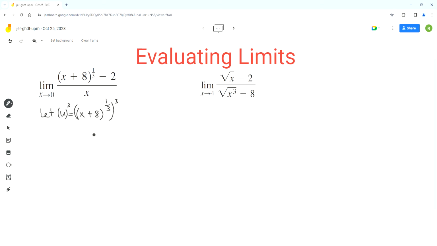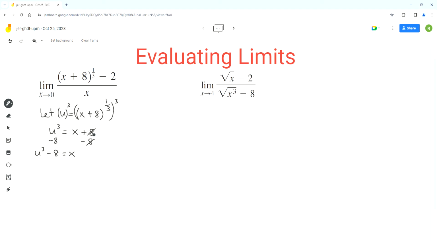So the 1 over 3 and the cube cancel each other out. So we are left with u cube equals x plus 8. And now we can isolate x by subtracting 8 from both sides. So the 8's on the right side cancel each other out. So we get u cube minus 8 equals x.